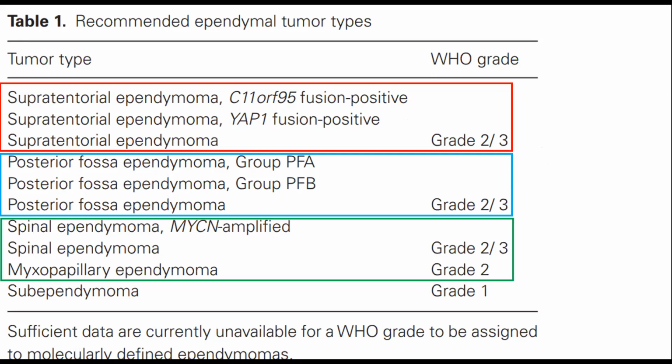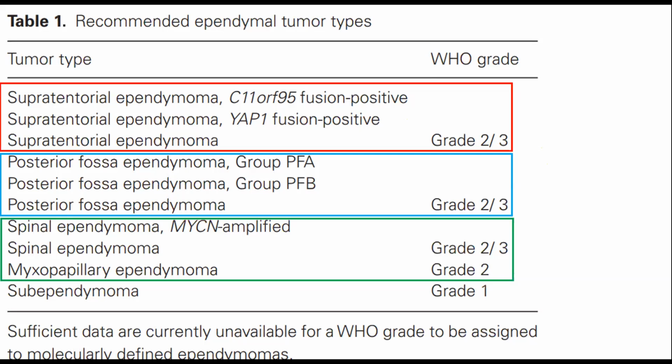That's because it's still sub judice, or judice, if you like the Latin. It's still in the courts, still being decided by the courts, by the experts. If we want to give the C11 ORF 95 grade 3, make the YAP grade 2, we'll see. And then same thing for the PFA, PFB. All right. However, if you do not know molecular signature, look at the just supratentorial ependymoma.